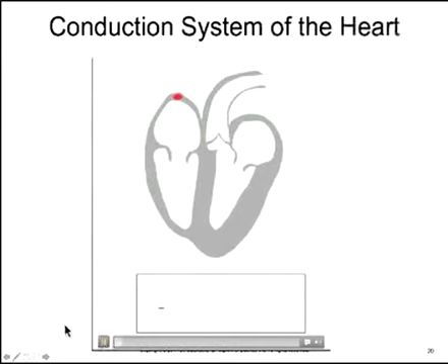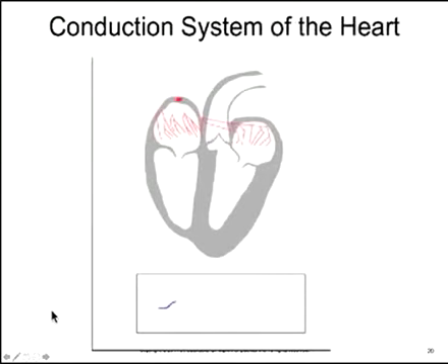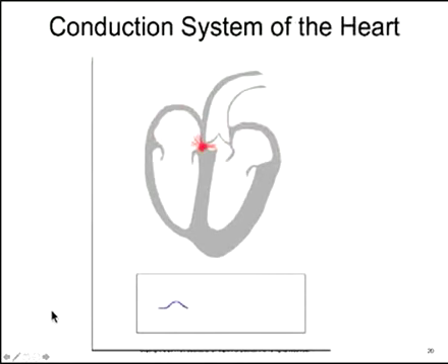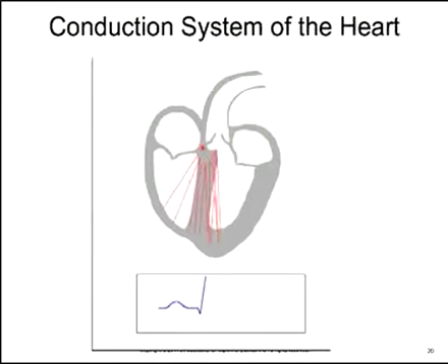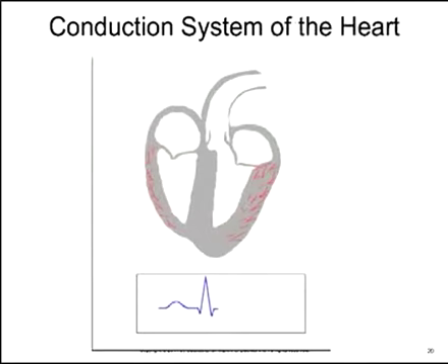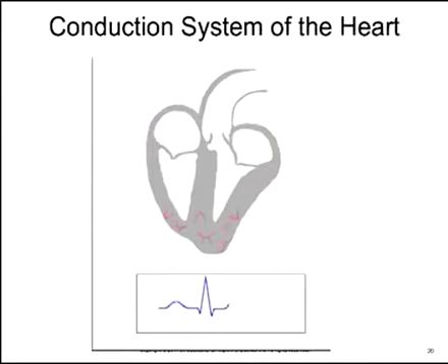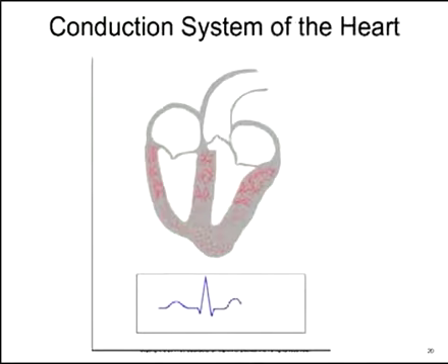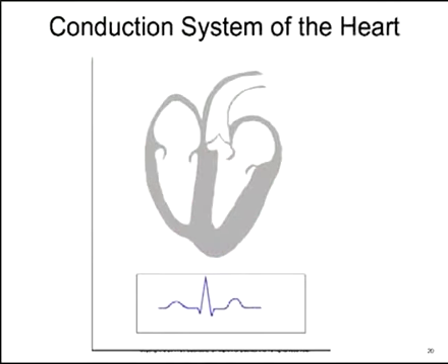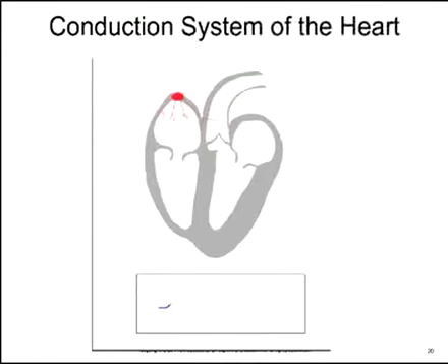So let's start this, and as you can see here, the SA node fires, the wave passes to the AV node, the blood goes from the atria to the ventricles, then we go from the AV node down the AV bundle to the right and left bundle branches, and then down to the apex, and then up the Purkinje fibers. So let's do this in sequence so you can see it.